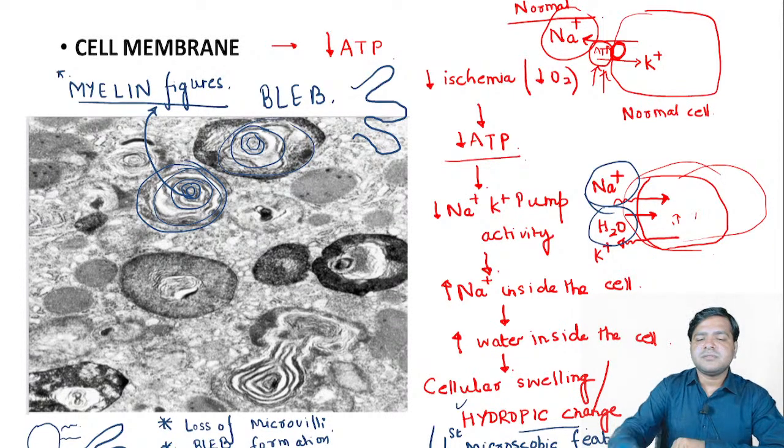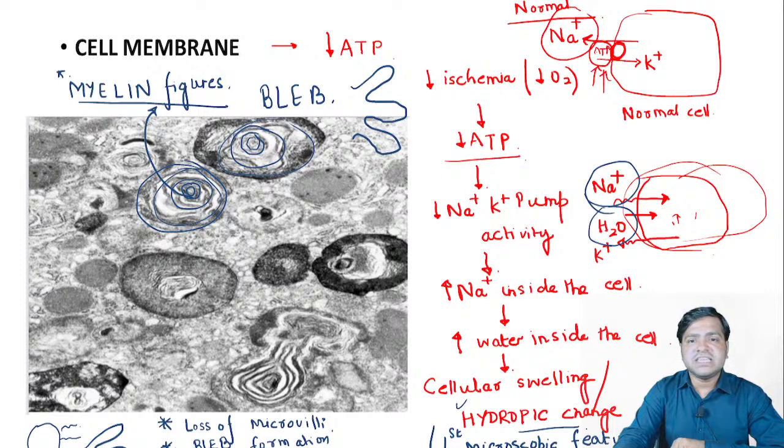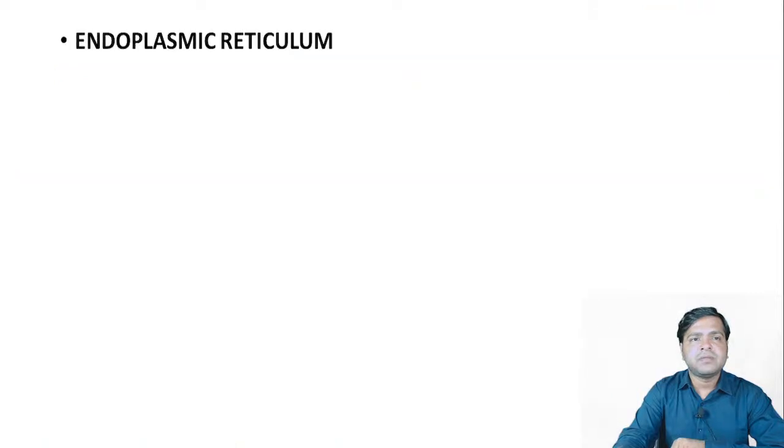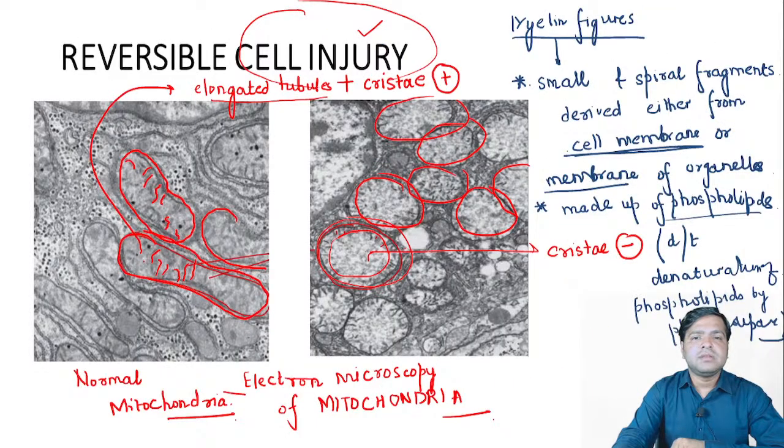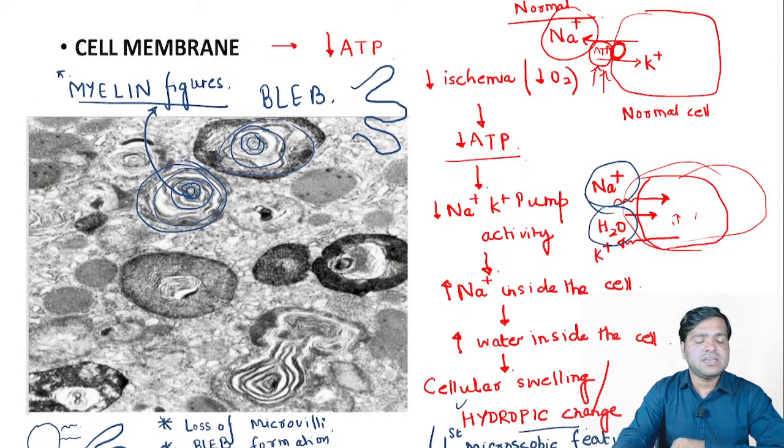Just give me a thumbs up, guys, that you have understood the changes in the cell membrane, so that I can proceed with the next part, that is the endoplasmic reticulum. Reversible cell injury is done, I suppose. Yeah, in reversible cell injury, the change in the cell membrane is done.